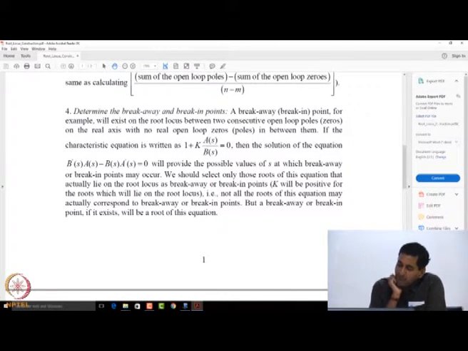A breakaway point, for example, will exist on the root locus between two successive open loop poles on the real axis with no real open loop zeros in between them. Similarly, a break-in point, for example, will exist on the root locus between two consecutive open loop zeros on the real axis with no open loop poles in between them. That's how you should read the sentence. You take the pair of words within the parenthesis and outside the parenthesis as a set. So let me explain what it means.